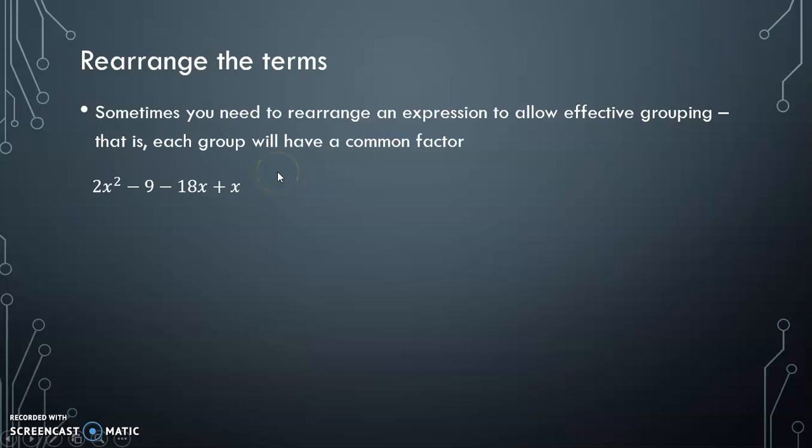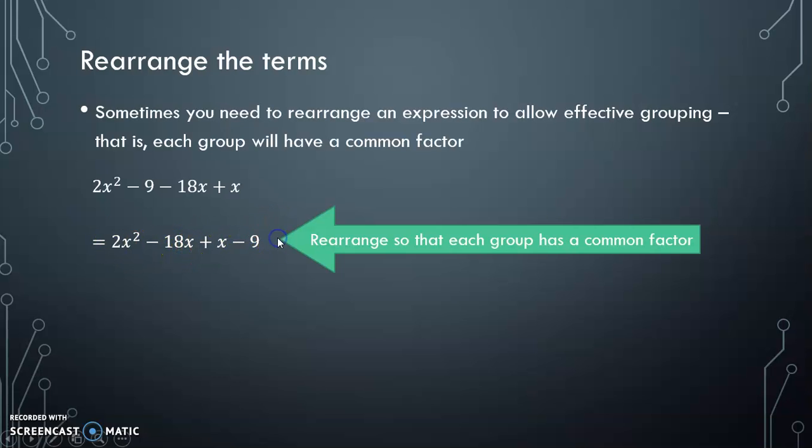So what you need to do is rearrange it into an order that you can factorize. That is, that they actually do have a common factor. So in this case, you'd be like, okay, 2x squared minus 18x. So what's the common factor between x minus 9? Well, wait a minute.